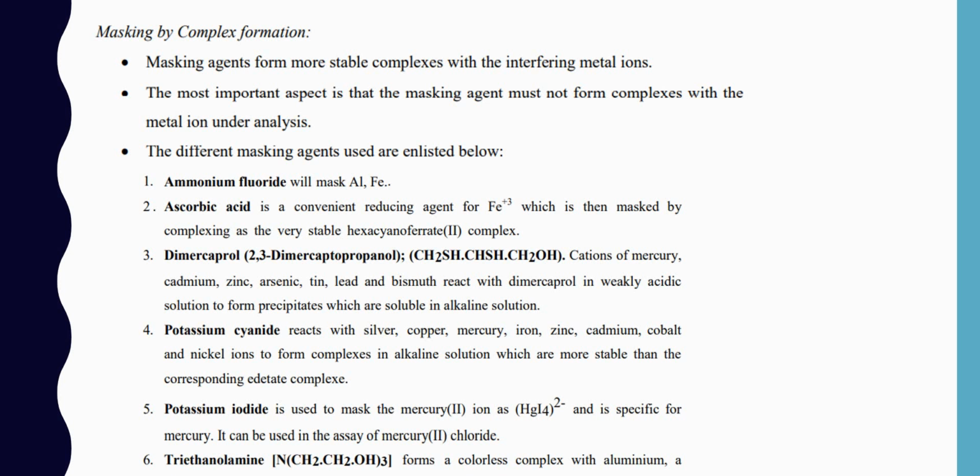Masking by complex formation. First we saw masking with the help of precipitation. Now we are seeing masking by complex formation. Masking agents form more stable complexes with the interfering metal ions. The most important aspect is that the masking agent must not form complexes with the metal ion under analysis. It is one of the important points we need to consider. For example, I have a mixture of copper and magnesium ions, but I don't need to estimate copper in that solution.